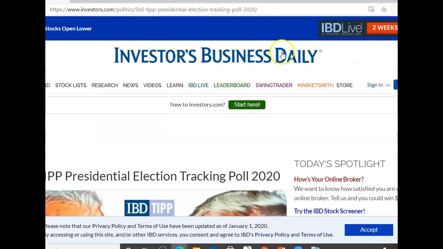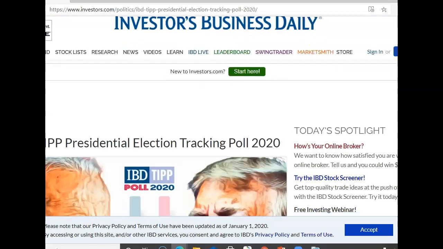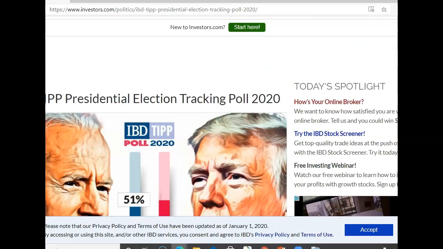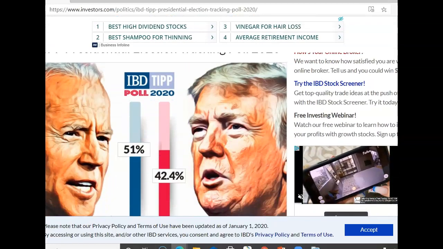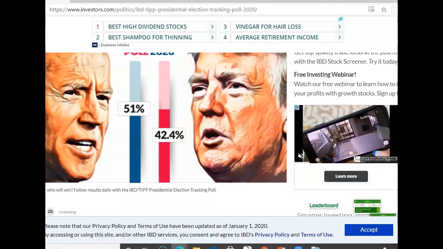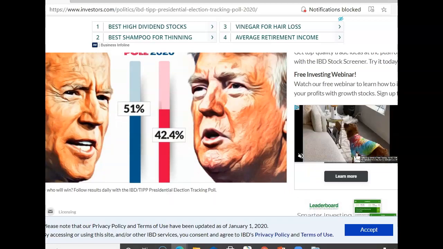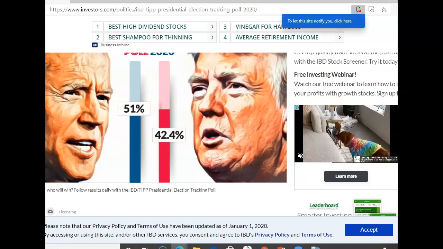Okay, so this is just an example. We're in the midst of this presidential election, the 2020 presidential election. So there's all kinds of different polls that are tracking the voter preference between Biden and Trump. And so you can see one here that's showing the polls.